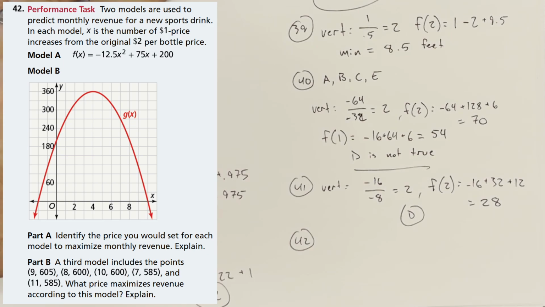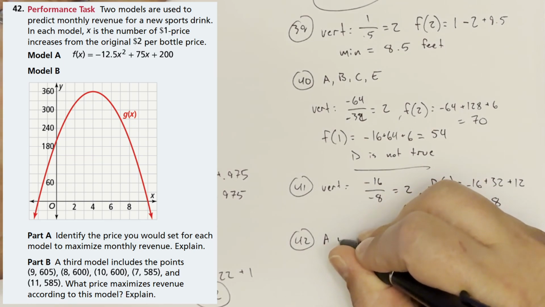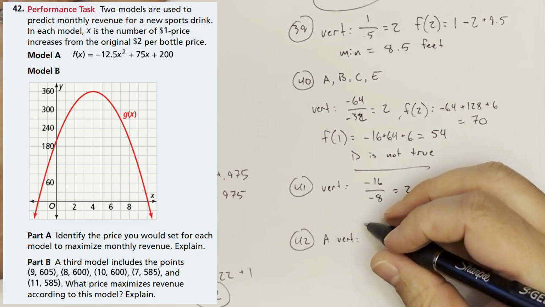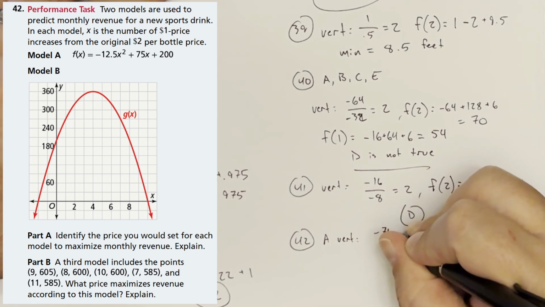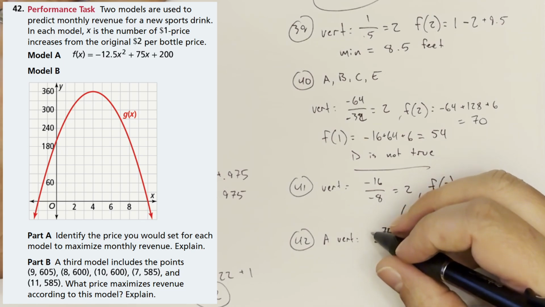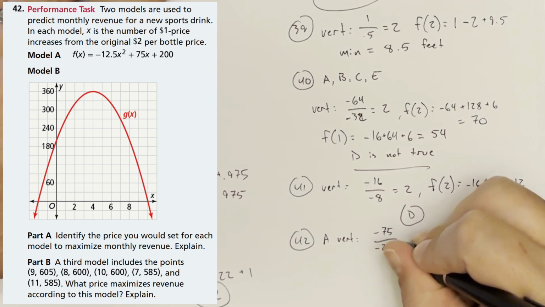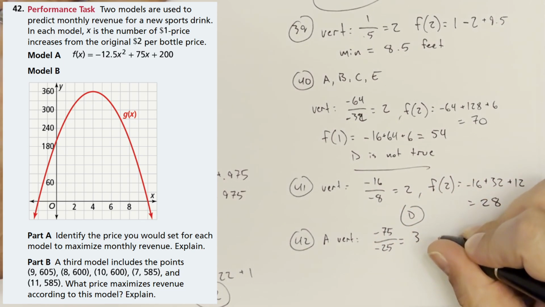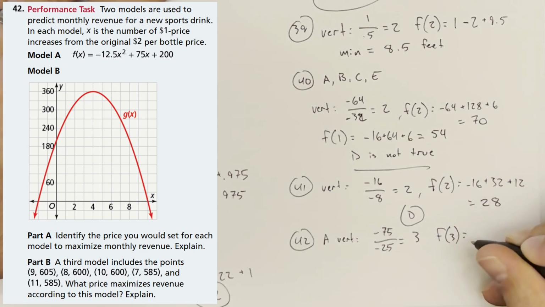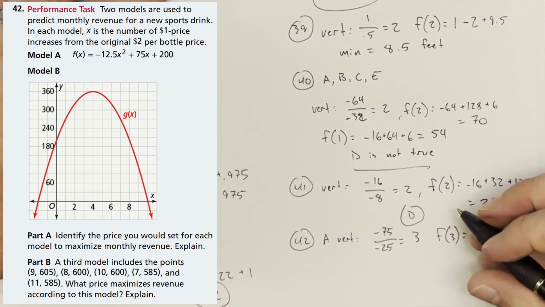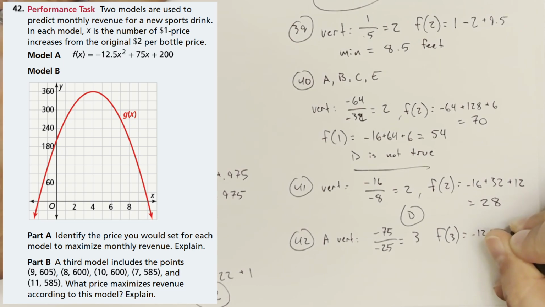I think I read this wrong when I was writing it, but the vertex of model B is really easy. You can see that it's at 360. But let's do the model A vertex. So negative b over 2a is negative 75 over 2 times negative 12.5, which is negative 25. So that's 3. So then we find the function of 3, and that is negative 12.5 times 3 squared, which is 9. So negative 12.5 times 9 plus 225. 75 times 3 is 225 plus 200.